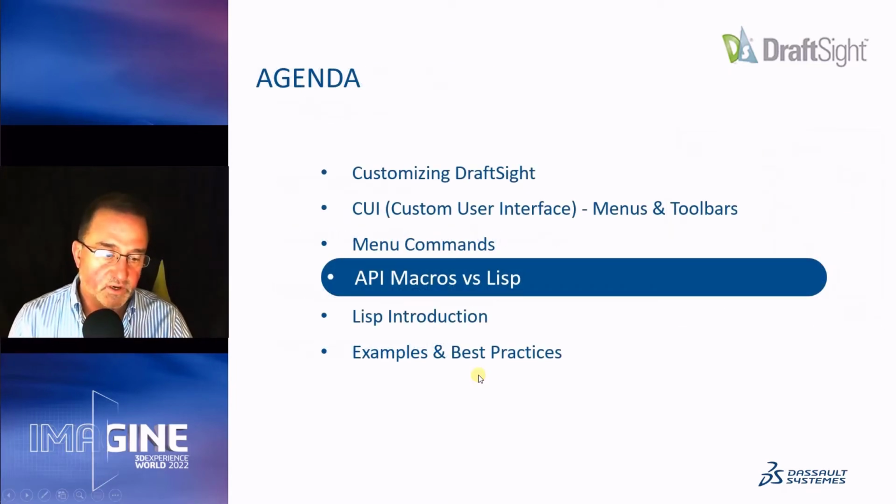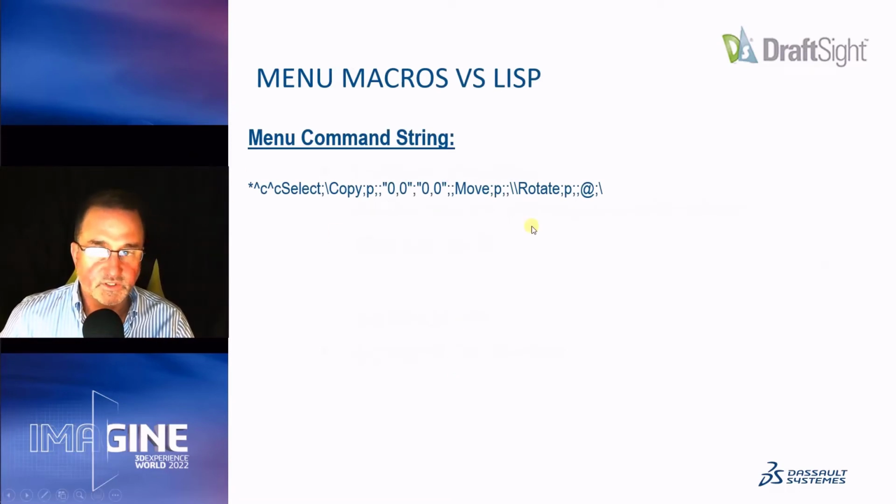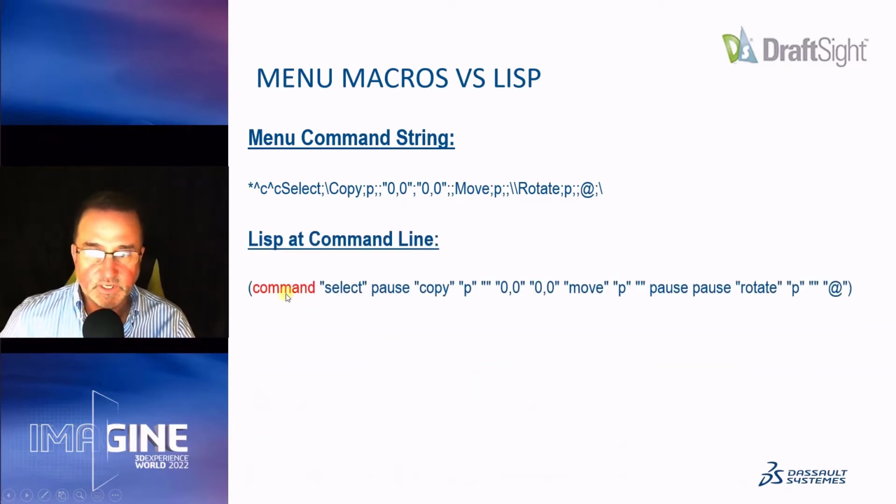So let's talk about the difference between a macro and having a Lisp routine and what those differences are. So you saw this command string. It's the copy rotate, kind of cool. What would that look like if we wrote it as a Lisp routine? Well, as a Lisp routine, it's very similar. We're going to use an open parenthesis. We're going to use a command. It's actually called command. We're then going to put the commands that we need in quote marks inside of that Lisp routine.